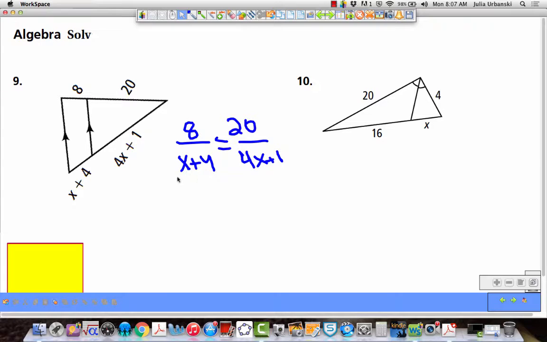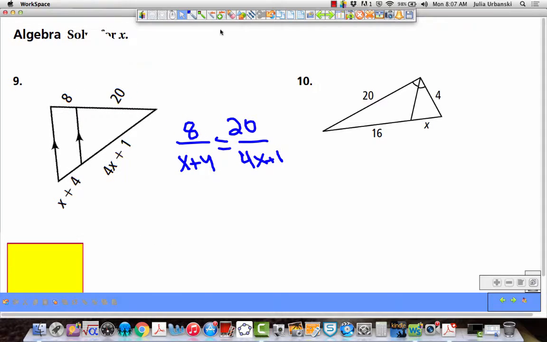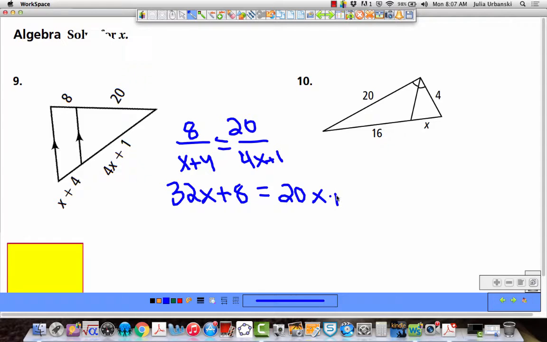All right, so we have 32x plus 8 equals 20x plus 80. And that makes 12x equals 72. And x equals 6. Please correct me if I'm wrong. And since the direction said solve for x, I can be done.